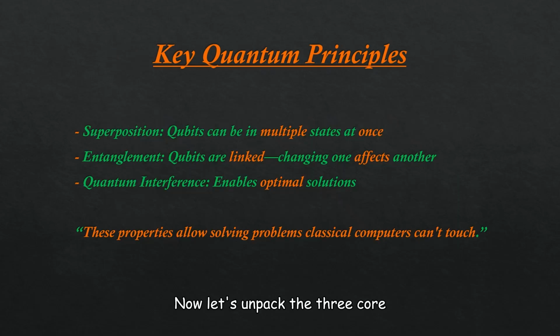Now let's unpack the three core principles that give quantum computers their edge. First, superposition. Imagine flipping a coin. It's either heads or tails. But in quantum terms, the coin is spinning in the air, representing both heads and tails at once. That's superposition. A qubit can hold multiple values at once, allowing massive parallel processing.